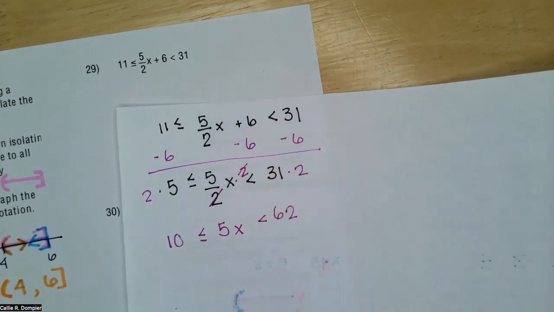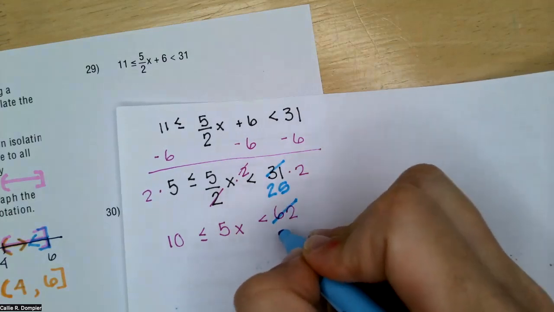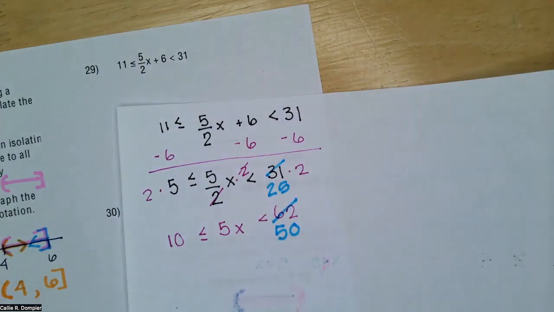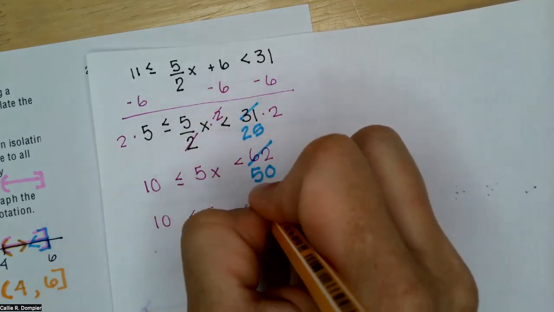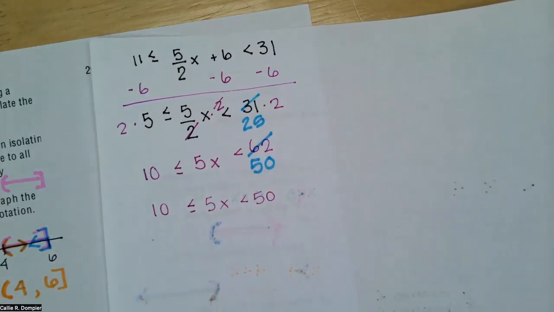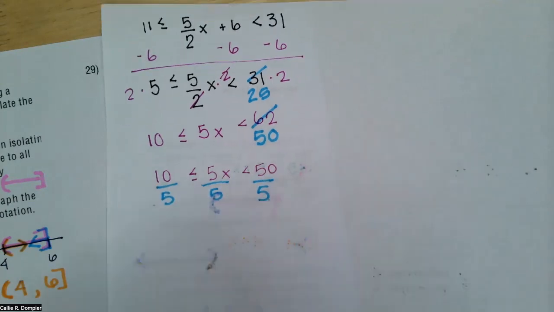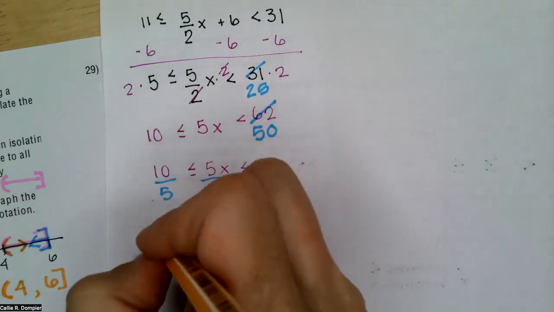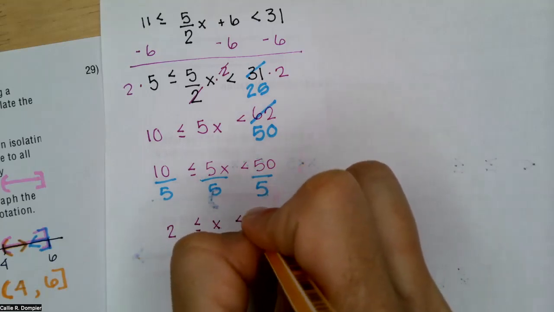Oh, well, I didn't even subtract 6. I just wrote 31. What is 31 minus 6? 25? And so 25 times 2 is 50. All right, so we have 10 is less than or equal to 5x, which is less than 50. Good. Last step, divide by 5. Ten divided by 5 is 2, is less than or equal to x, which is less than 50.